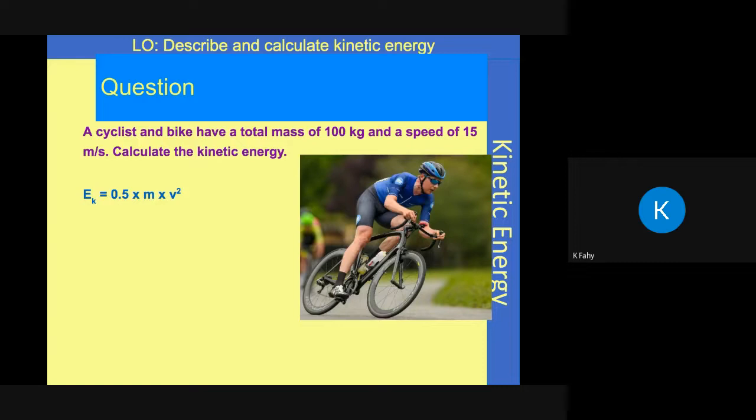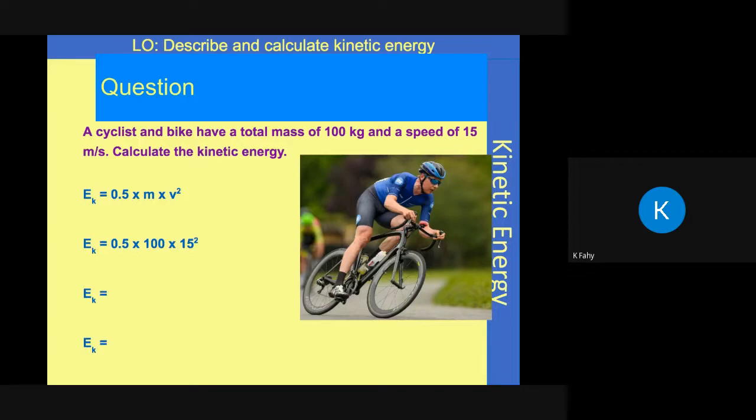All right, so a cyclist and a bike have a total mass of 100 kg and they have a speed of 15 meters per second. Calculate the kinetic energy. So the kinetic energy, I've given you the equation already. Remember, you won't get it in the exam. You must learn it off by heart.